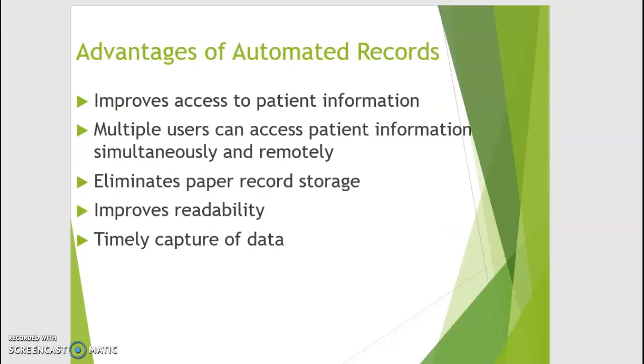So what are the advantages of automated records? These improve access to patient information. You just pull up their number and there you have it on the computer. Multiple users can access that information at the same time and remotely. So keep in mind that with this, if one doctor is looking at it, let's say they come into acute care, and you want the respiratory therapist or the pulmonologist to look at it because they're having, let's just say respiratory issues, they can do it at the same time.